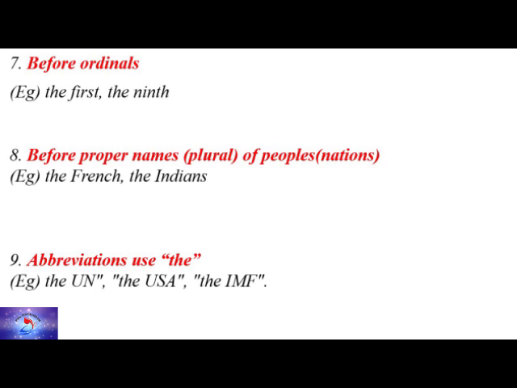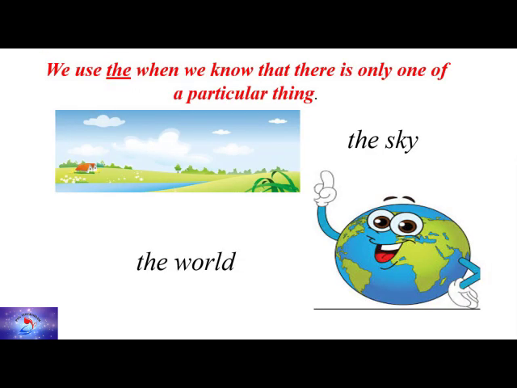And again, we also use the before ordinals, the first, the second, the ninth. Before proper names, the plural of peoples and nations, the French, the Indians. In front of the plural form, we use the. And in the same way we use the in front of abbreviations. The UN, the USA, the IMF, all these. So when do we use the? We use the when we know that there is only one of a particular thing. The sky, the world. I hope that you understood the usage of a, an and the.